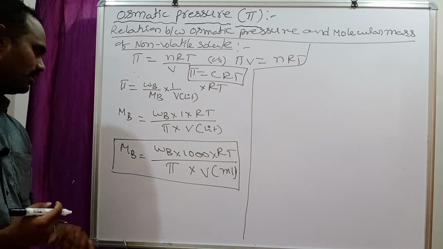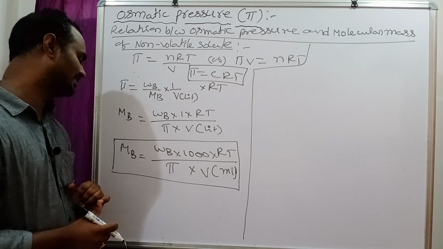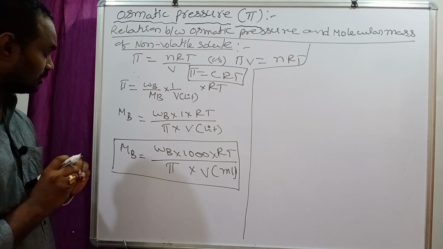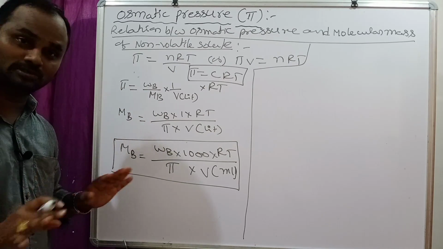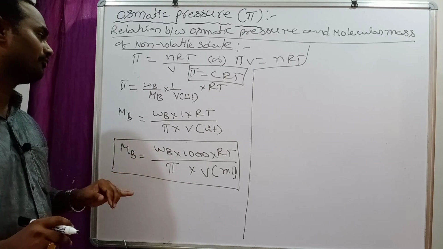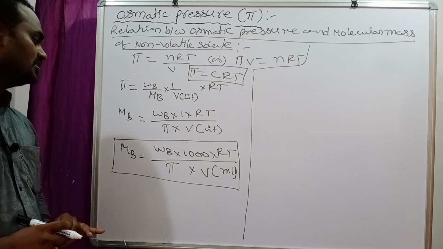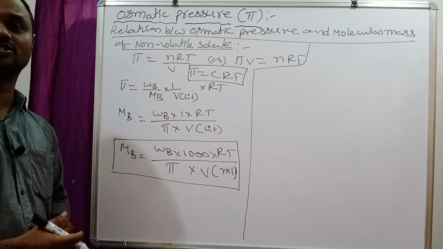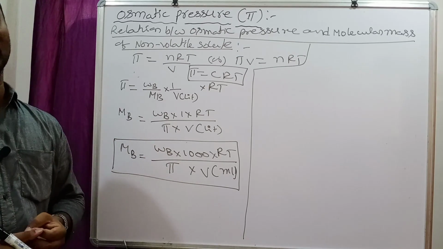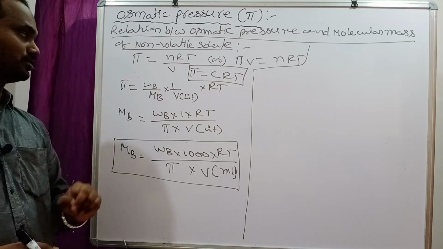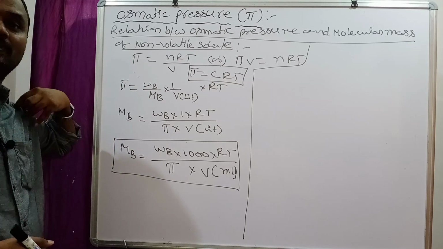What are the main points? Point 1, the osmotic pressure we calculate under room temperature. Second one, we are using molarity instead of molality. Third one, the osmotic pressure value is very high even for dilute solutions also. Due to this reason, this is the best method.